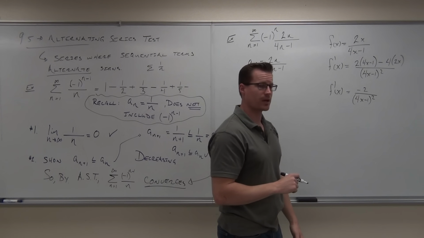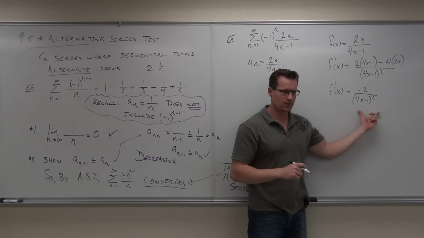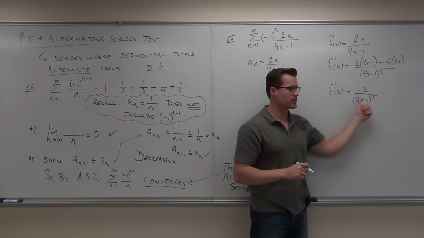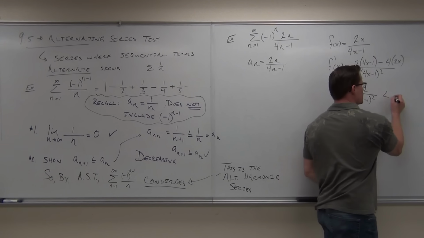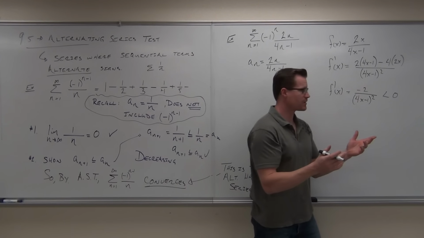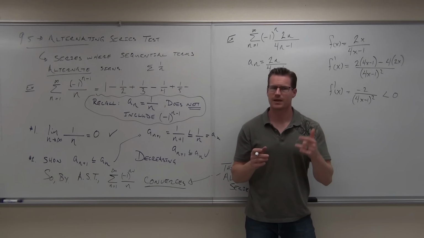Yes. So, is this thing always negative? What do you think? Yes. Is this thing always positive? Yes. Is this always negative? Yes. Negative over positive is a negative. So this is less than 0 always. Therefore, if that's always less than 0, what's it tell you? It's decreasing.